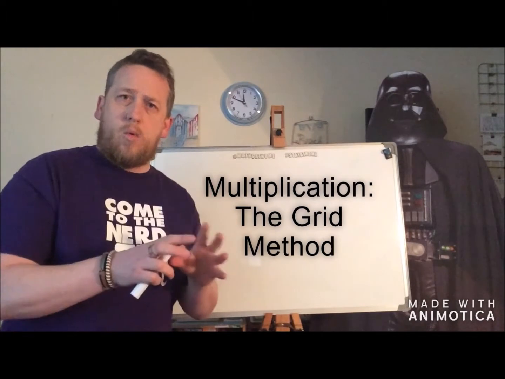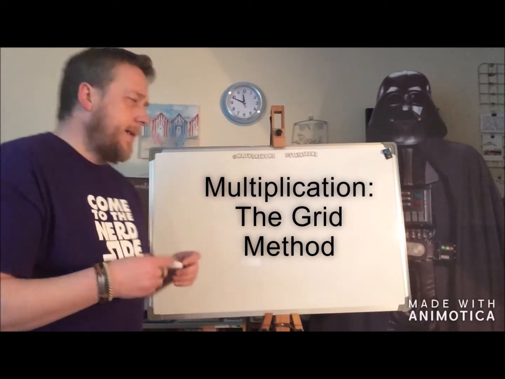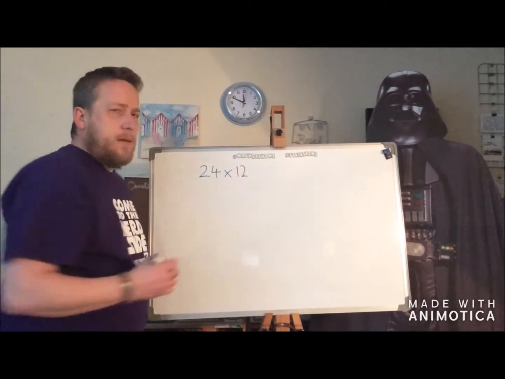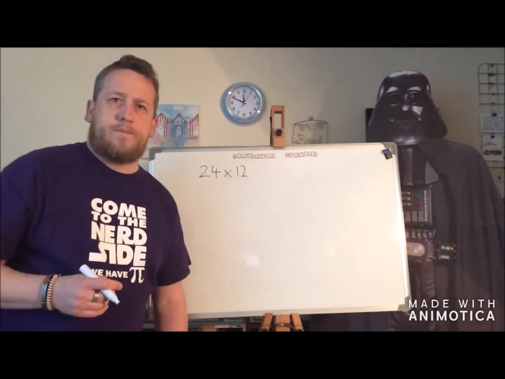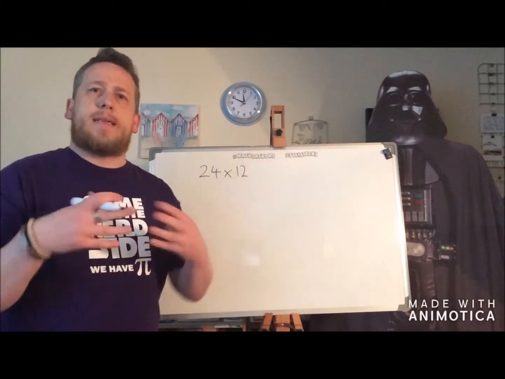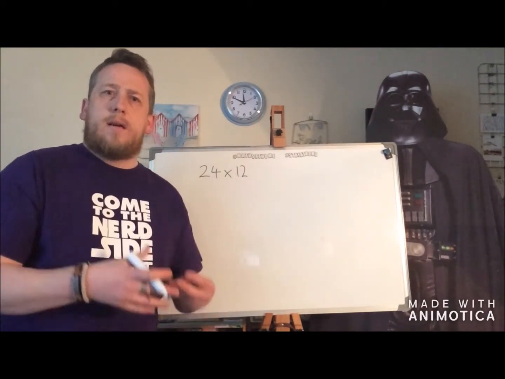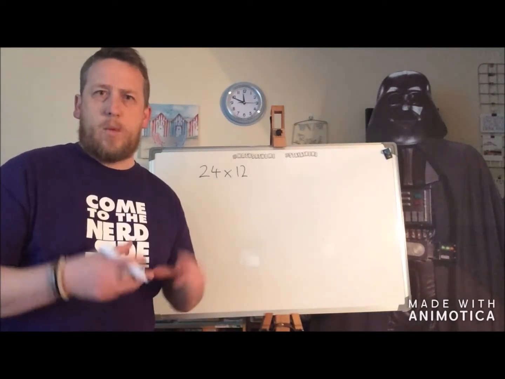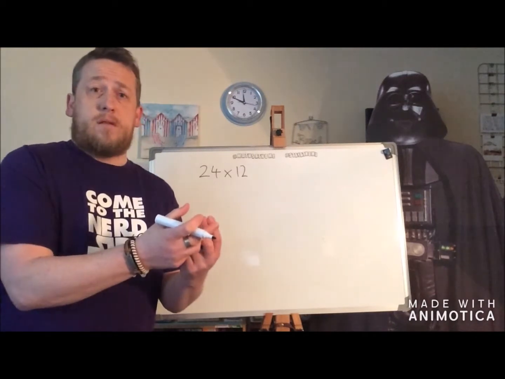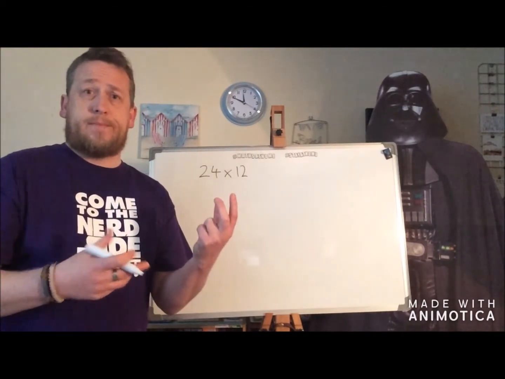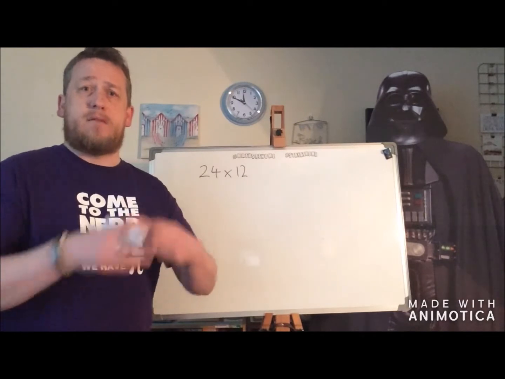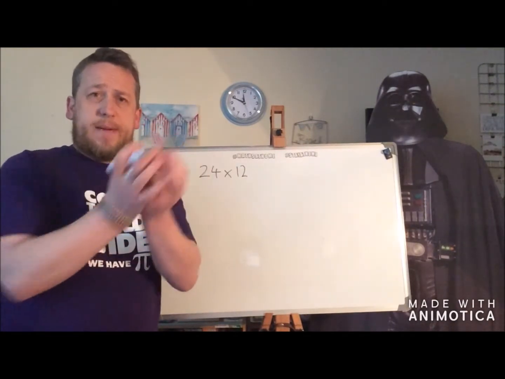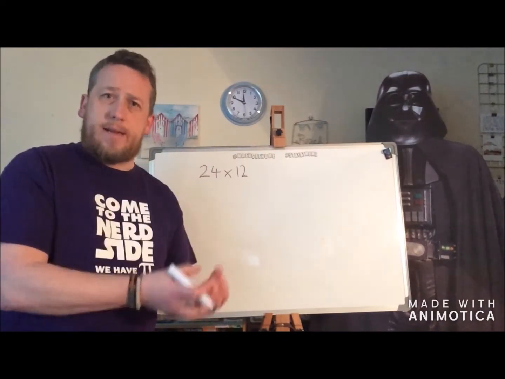So we need to start with a question. The question we're going to use is 24 multiplied by 12. Now what we need to do is set out this grid by splitting each number. We're going to look at the number 24 and say to ourselves, 24 is two tens and four ones. Those two tens represent the number 20. So effectively we're going to split 24 into 20 and 4.